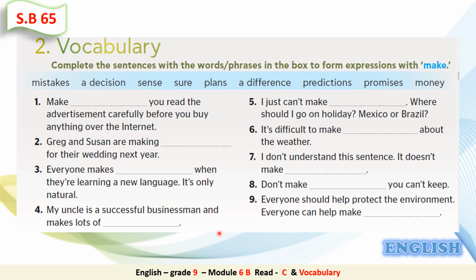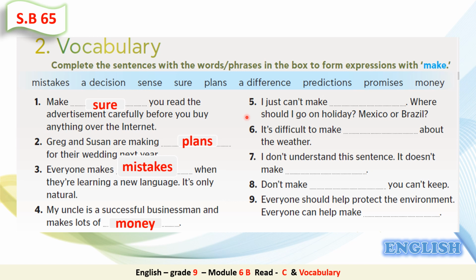Okay, now let's do the first one. What do you think the first one is? Excellent. Make sure you read the advertisement carefully before you buy anything over the internet. Now, number 2. What do you think the answer is? Good. It's plans. Greg and Susan are making plans for their wedding next year. Number 3. Excellent. It's mistakes. Everyone makes mistakes when they are learning a new language. It's only natural. Now, what about number 4? Very good. It's money. My uncle is a successful businessman and makes a lot of money.